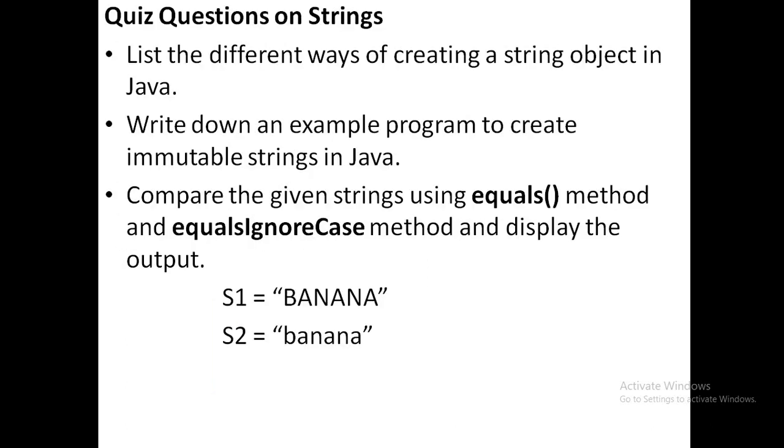Quiz questions on strings. List the different ways of creating a string object in Java. Write down an example program to create immutable strings in Java. Compare the given strings using the equals method and equalsIgnoreCase method and display the output. Given s1 is equal to BANANA in caps and s2 is equal to banana in small.